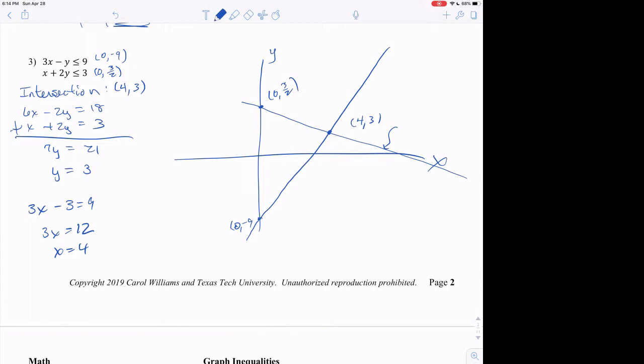this line right here is x plus 2y, and this is 3x minus y equals 9. Now, how do I know where to shade? So I'm going to test 0, 0. So if I put 0, 3 times 0 minus 0, is that less than or equal to 9? Yes. So that means that for this line, everything goes towards 0, 0.